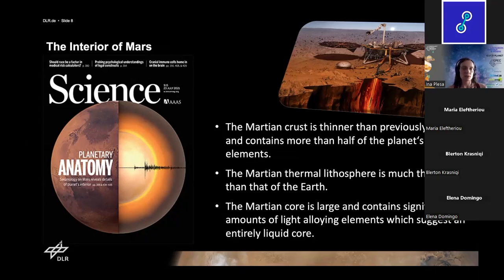Now on Mars, because we have this high amount of light elements in the core, the melting temperature or the crystallization temperature is very low, meaning that the core, in order to be able to crystallize an inner core, should have cooled extremely. And this is something that from models we don't see, meaning that in this case we could say that the core of Mars is most likely entirely liquid. And this again puts constraints on the thermal state of the interior of the planet.